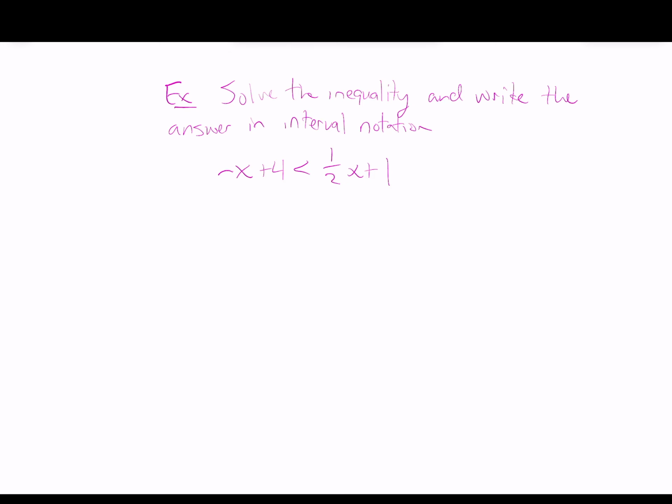In this example, we want to solve the inequality and write the answer in interval notation. We have negative x plus 4 less than 1/2 x minus 1. The first thing we'll do is subtract 4 from both sides. We have negative x less than 1/2 x minus 3. 1 minus 4 is 3. And then we subtract 1/2 x from both sides, and negative x minus 1/2 x gives us negative 3/2 x less than negative 3.